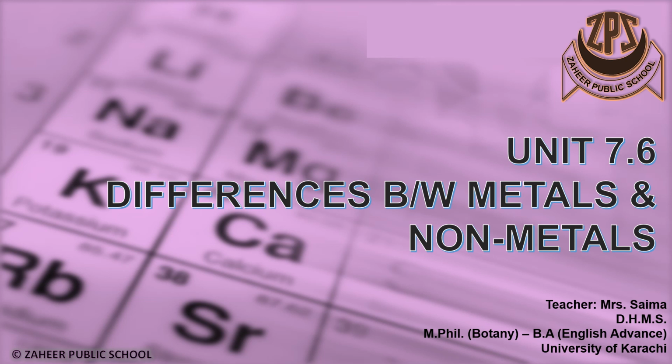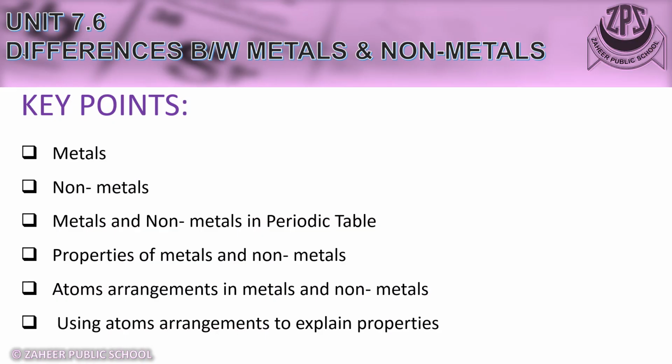In today's class, unit 7.6 is going to discuss the differences between metals and non-metals. In this chapter, you're going to learn about metals, non-metals, and the metals and non-metals in the periodic table, the properties of metals and non-metals, and the atoms arrangement in metals and non-metals. Also, using atoms arrangement to explain the properties.